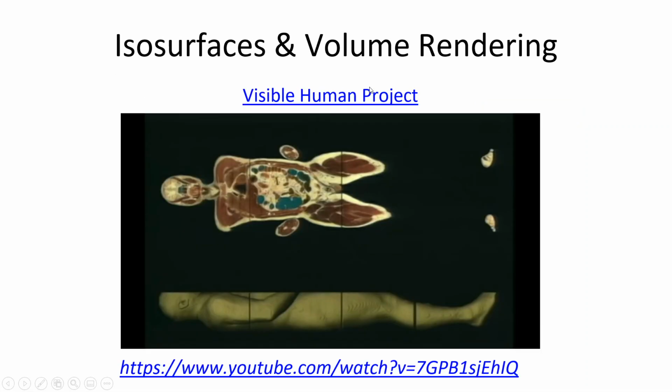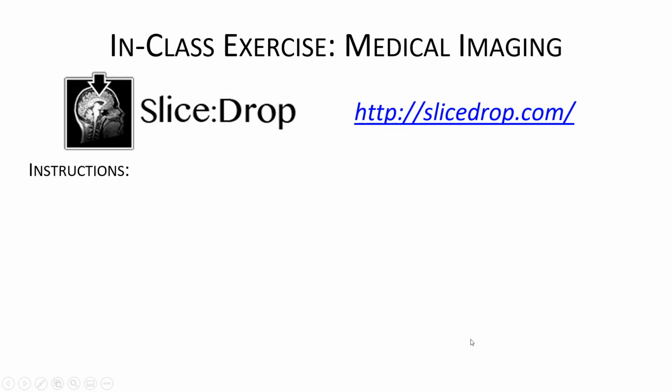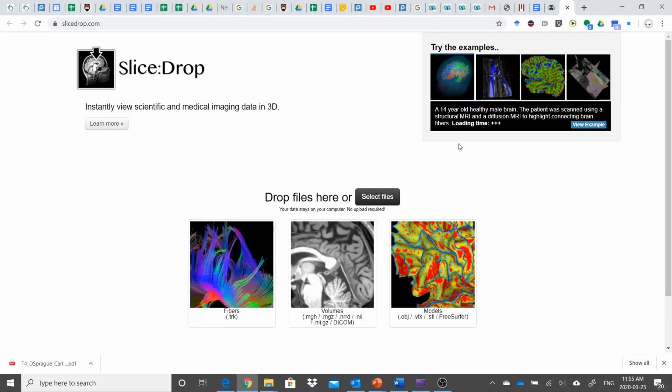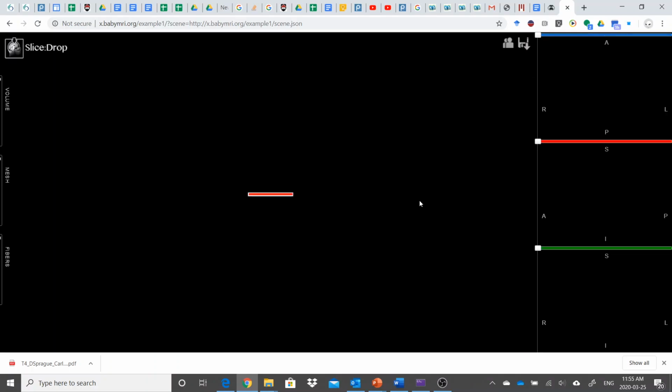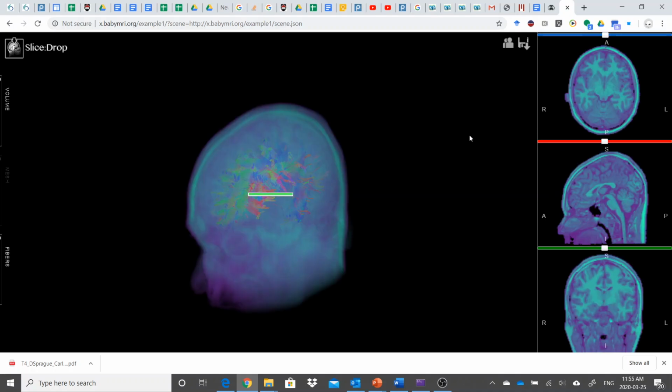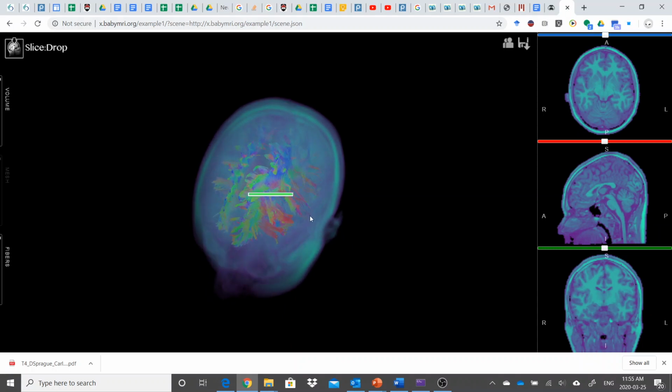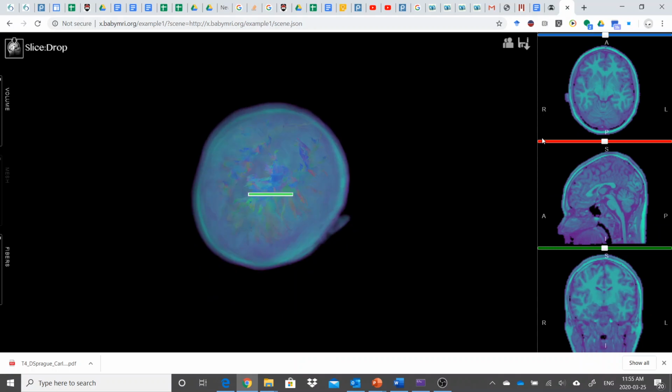So the Visible Human Project, you can just watch the videos for it. Slice Drop allows you to actually look at a human brain. So hopefully it's up and running. Yes, there we go. And do I want to look at fibers? And healthy human brain. Let's look at this one. So you have a bunch of different values as well. This would chew up any kind of bandwidth. If you don't have good bandwidth, that's a dangerous problem.